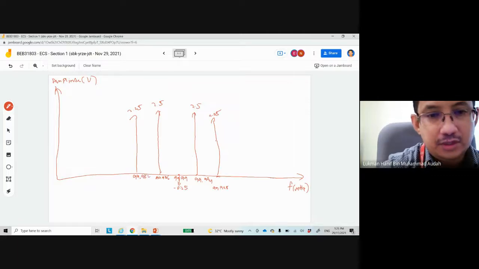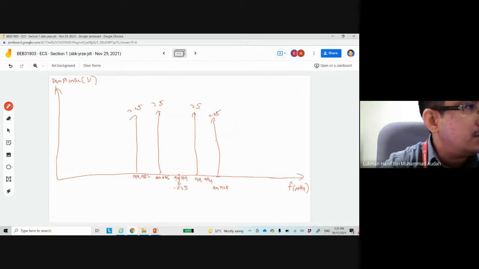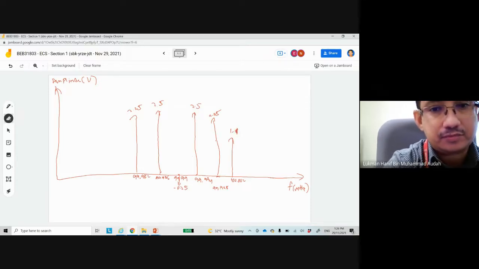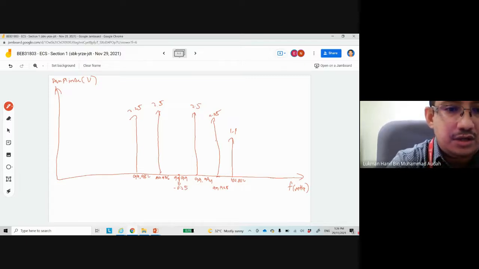And then you see that the next one, the third sideband is 1.1 volt. Okay, 1.1 volt located at 100.002. This is 1.1 volt. Okay, and then over here is 1.1. So this is 99.978.